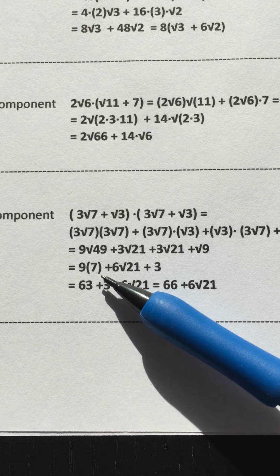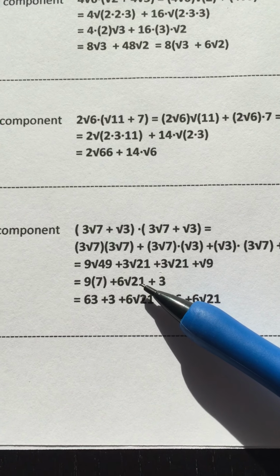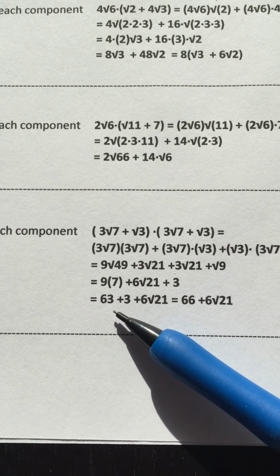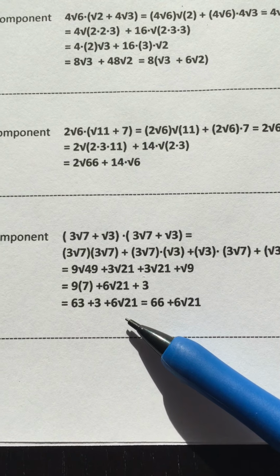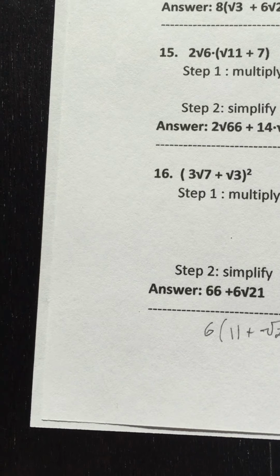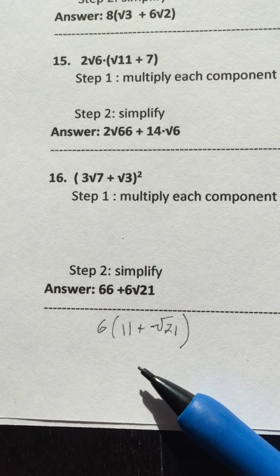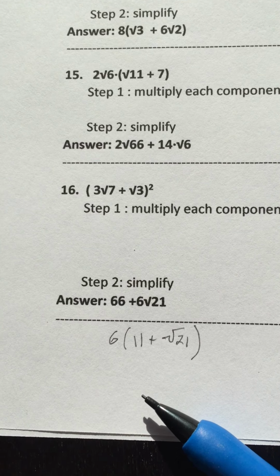Square root of 49 is 7, so it's 9 times 7. I've got 2 of those, so that's 6 square root of 21, and the square root of 9 is 3. So it ends up with 63 plus 3, plus 6 square root of 21. So that's 66 plus 6 square root of 21 as the answer. And I could simplify that even more. I did this in pencil, just pulling out a 6. And that would leave me 11 plus the square root of 21.